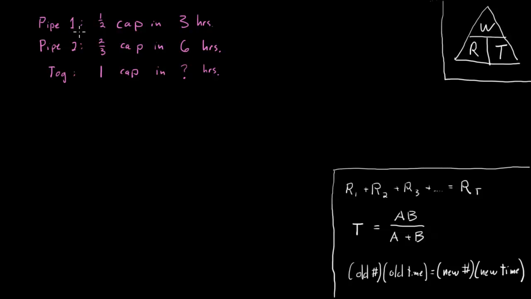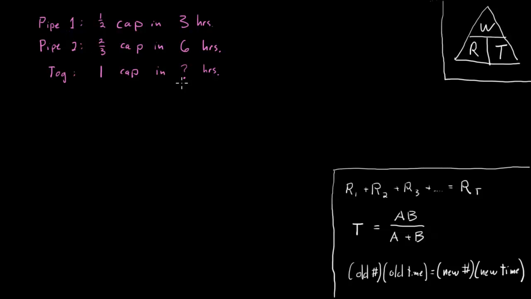We're told that one pipe can fill a tank to half capacity in 3 hours, and a second pipe can fill the same tank to 2/3 capacity in 6 hours, and we're looking for how long it would take them to fill the whole tank. Fill the tank to one capacity, we can say, if the two pipes are working together.